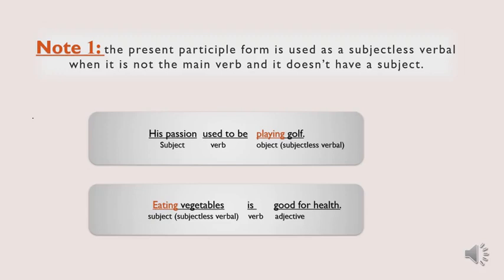First, because it is not the main verb in this sentence. The main verb is, and it is not preceded by a subject. It doesn't have a subject. So we call it a subjectless verbal.